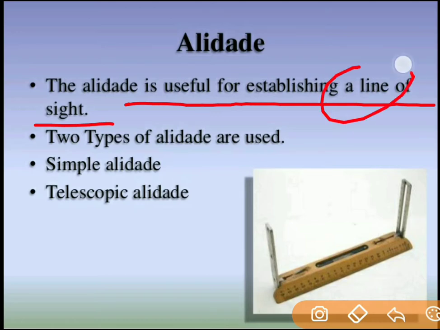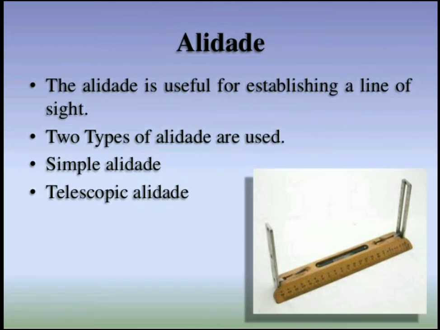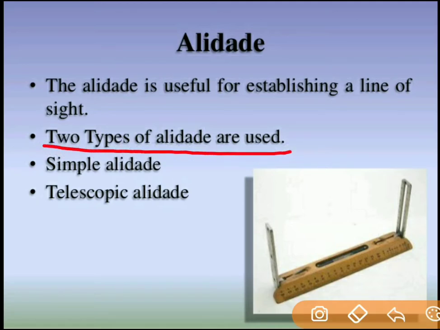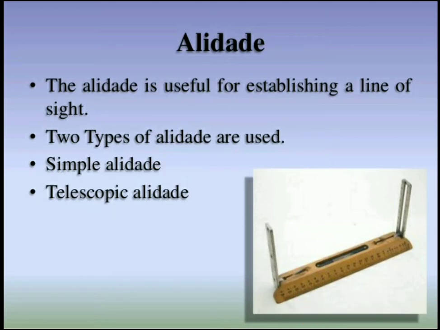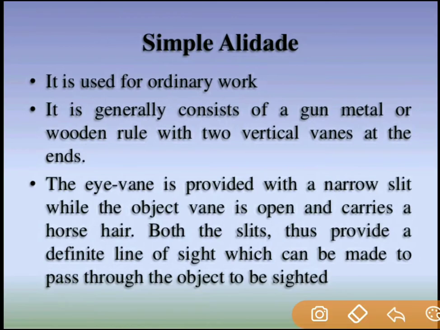For example, here we have an object that we want to sight. How do we sight that object? With the help of the alidade only. Normally two types of alidades are used: one is the simple alidade, another is the telescopic alidade. The simple alidade is used for ordinary work.